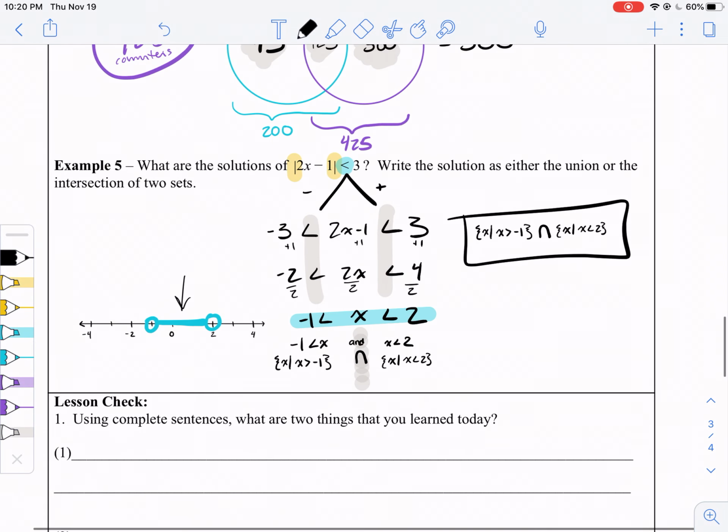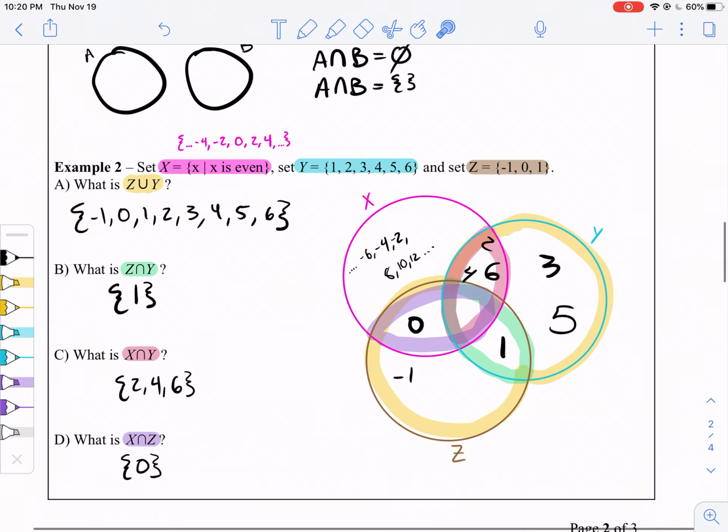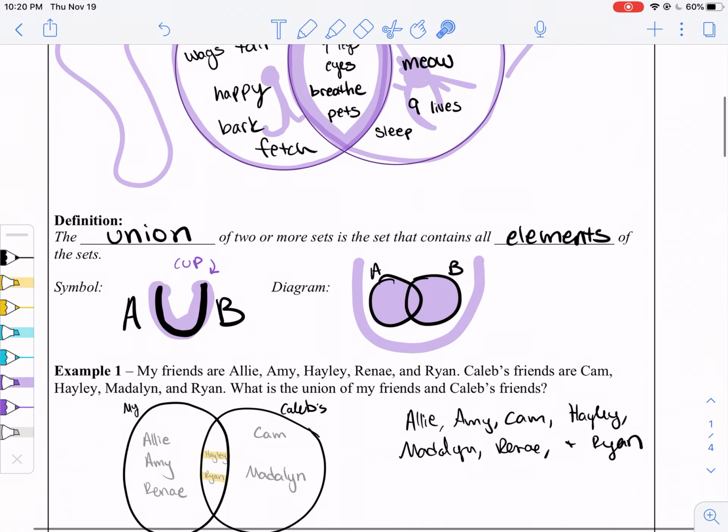So remember, intersect is where they overlap. Union is all of them together. So the union of all the drivers and public transportation takers, commuters, 500 total. And yes, disjoint sets have nothing in common.